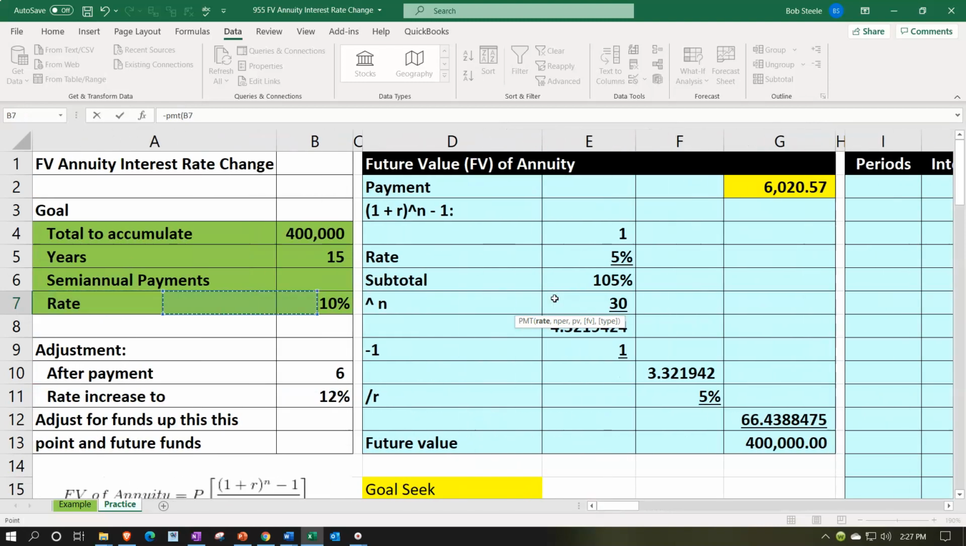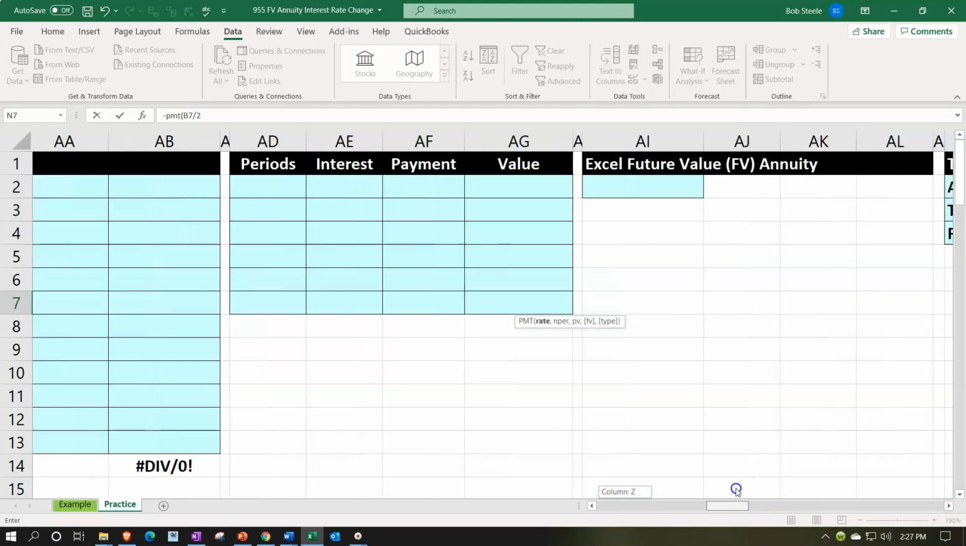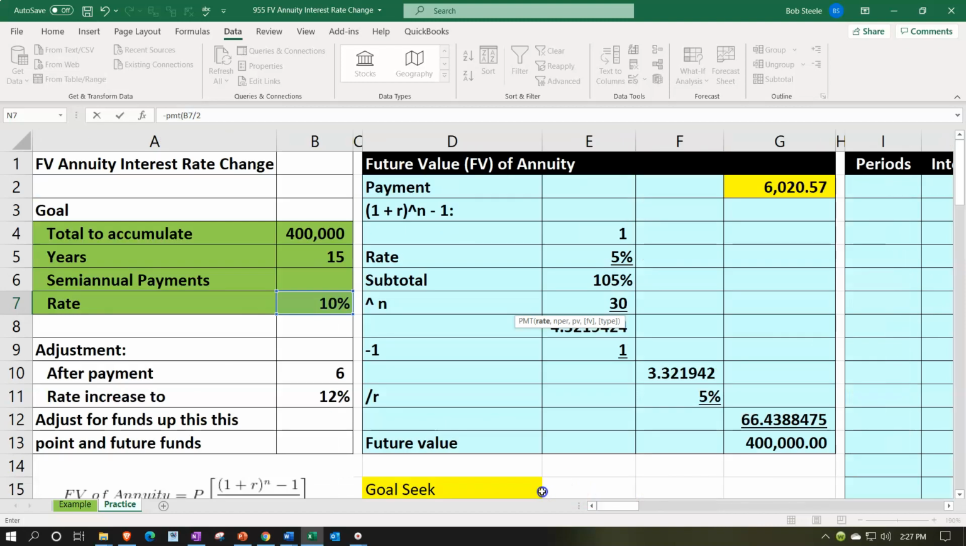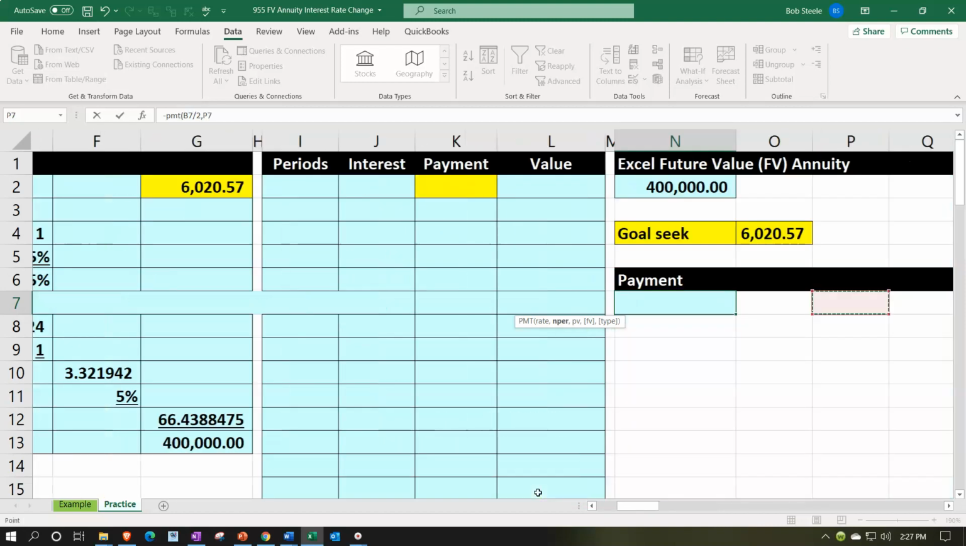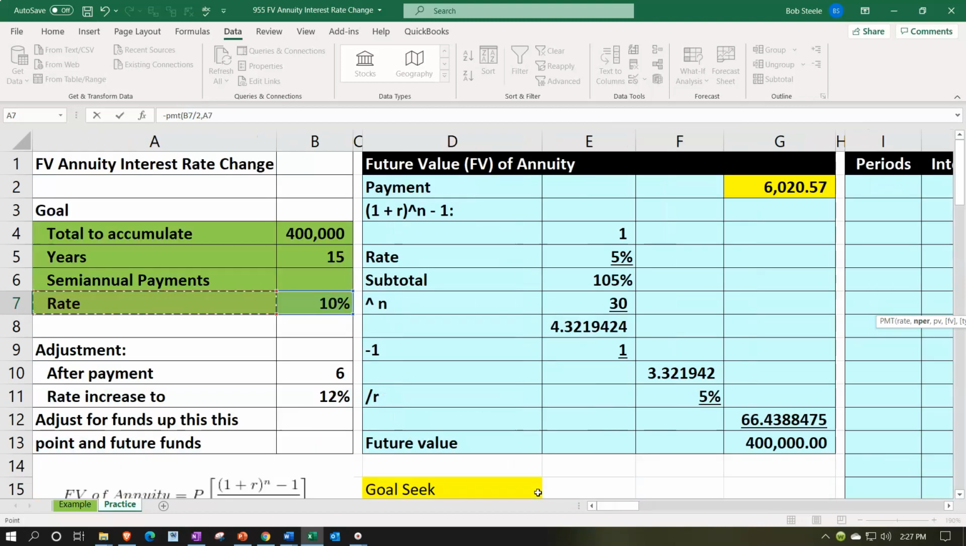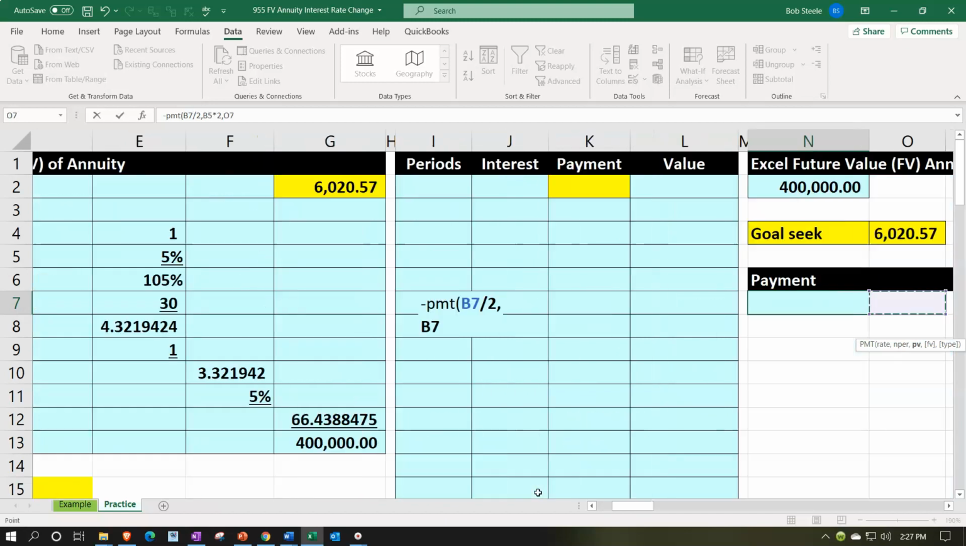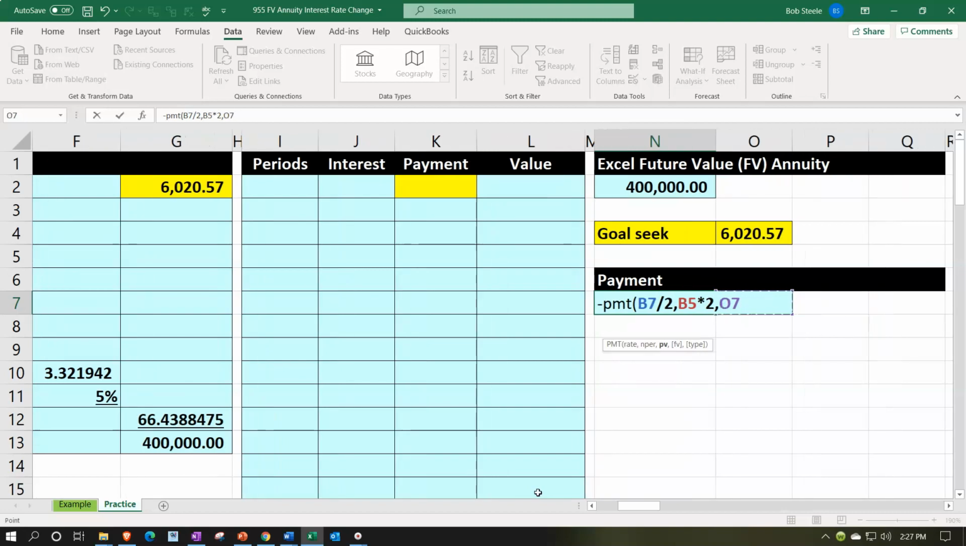So this is going to be then the rate divided by 2 again. So the rate divided by 2. And we're going to take that and then comma. And then the number of periods, which is going to be the 15 times 2, comma. And then I'm looking at this item down here. We have the present value, we're not working with the present value.